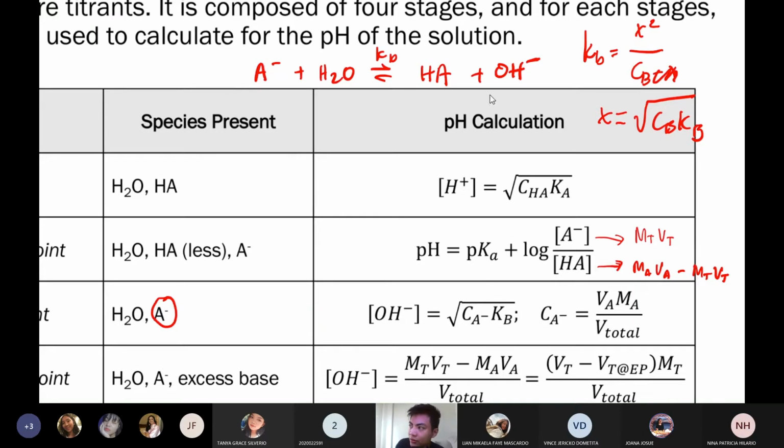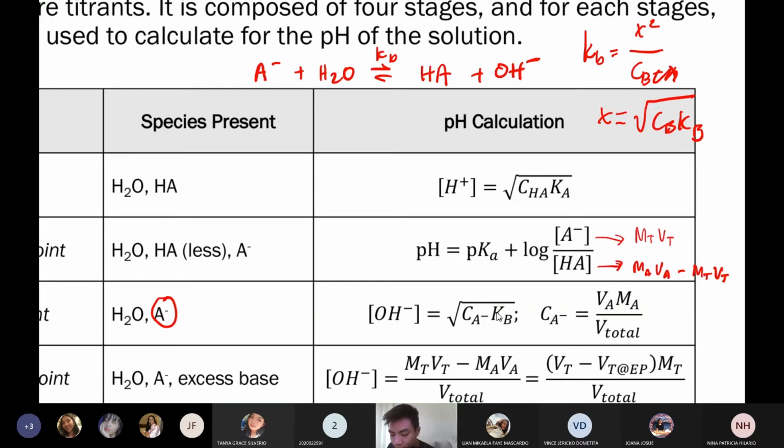So, yun yung equation natin. To solve for the concentration of the OH, if you want to get the pH, convert this to POH, then subtract this sa 14. No? So, 14 minus the POH is the pH.